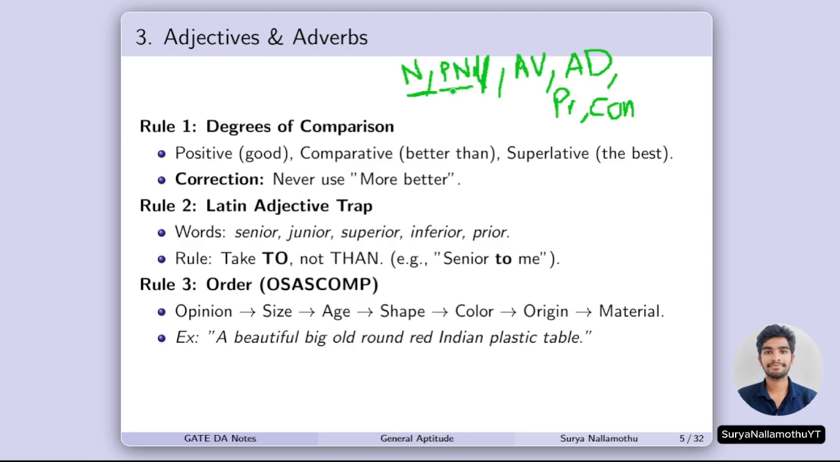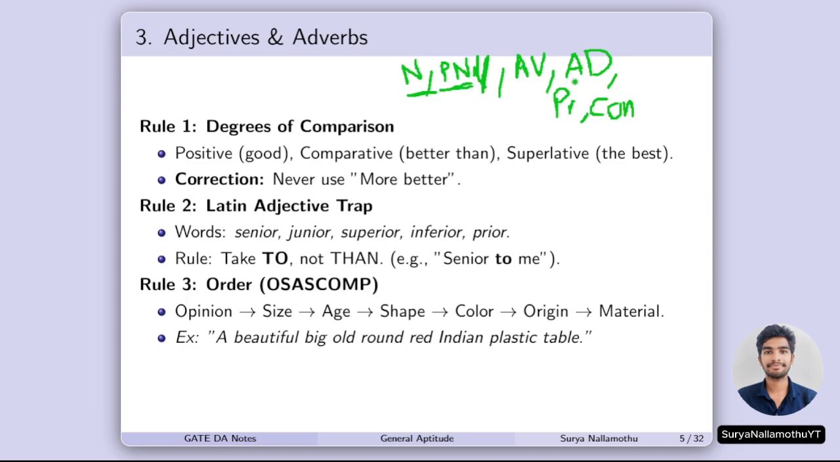So him, he or him. In those cases, we need to use a pronoun. And verb means speaking. Speak is nothing but an action. What action is he performing? That we call a verb. And next, adverb. The combination of adjective and verb we call an adverb.